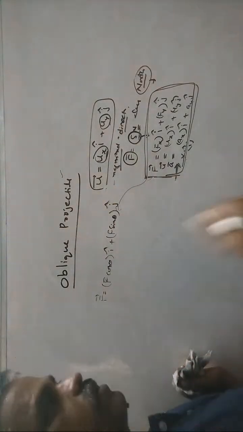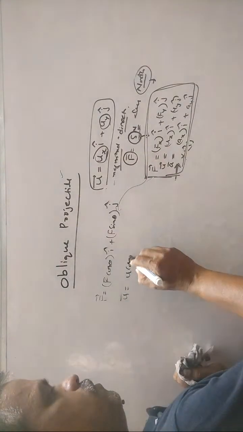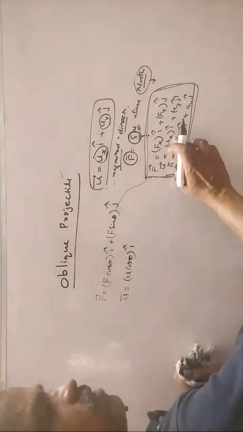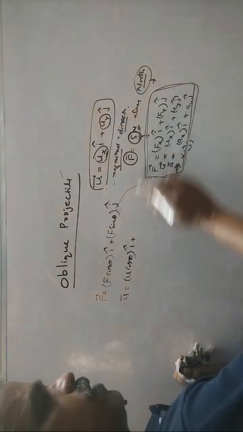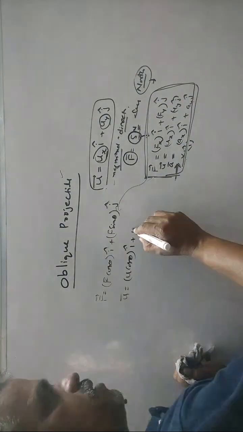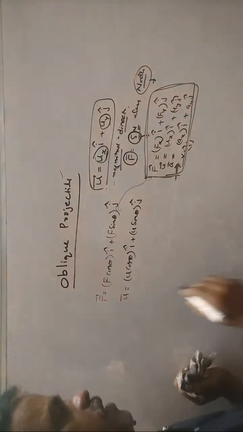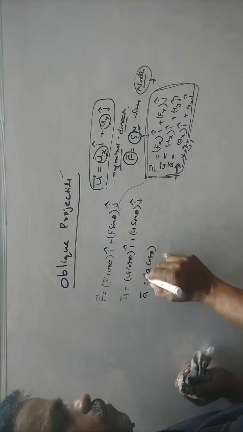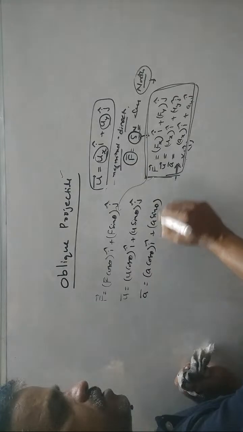Okay. Next, the velocity vector: instead of ux i, I write u cos theta i cap, plus instead of uy j, I am writing u sin theta into j cap. Next, the acceleration: a cos theta i plus a sin theta j.